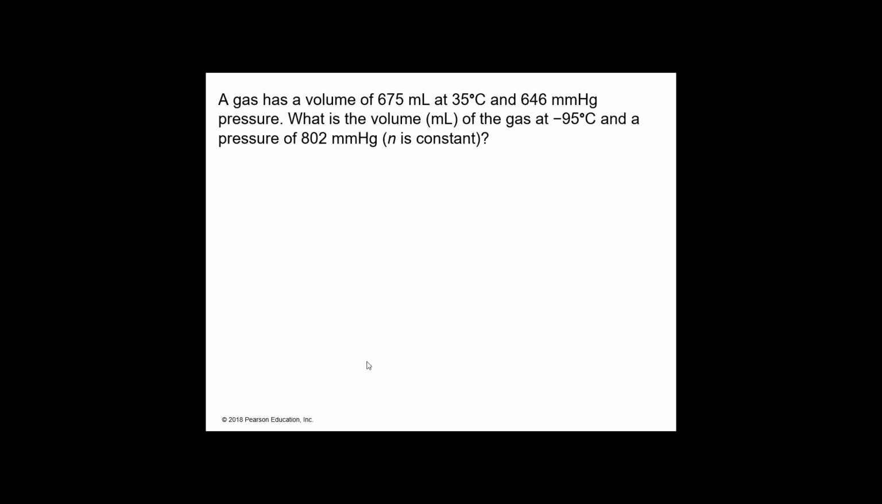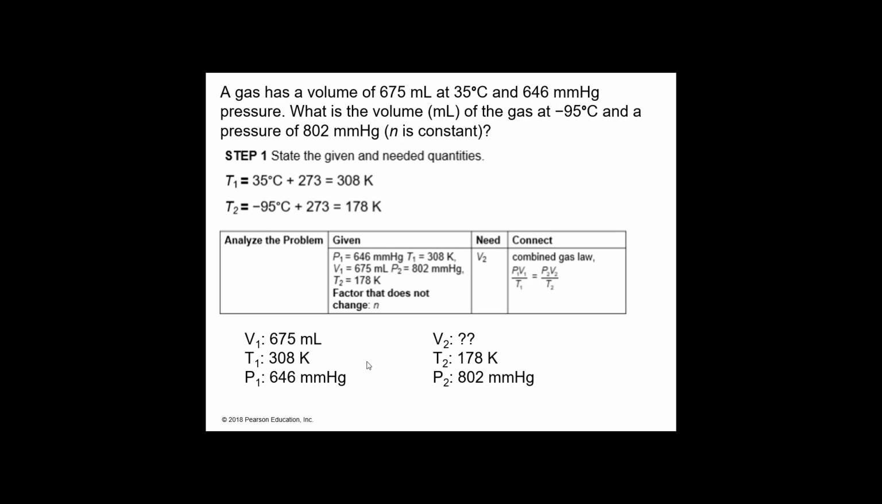So a gas has a volume of 675 mL at 35 degrees Celsius and 646 millimeters mercury pressure. What is the volume of the gas at negative 95 degrees Celsius and a pressure of 802 millimeters mercury, while n is constant? So again, let's pull out all the variables that we have, figure out what exactly it's asking for, change the temperature from Celsius to Kelvin always, and then we'll plug everything in.